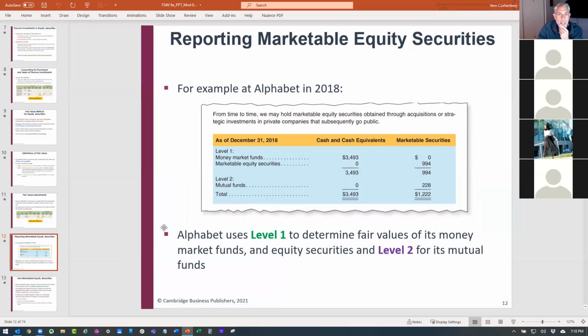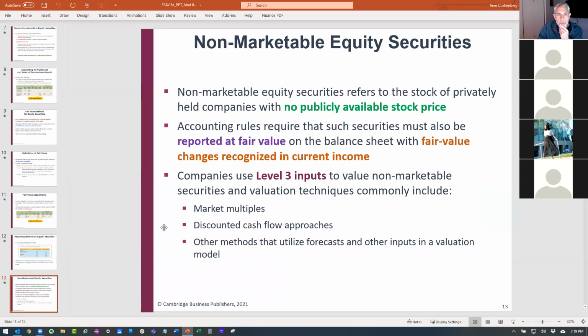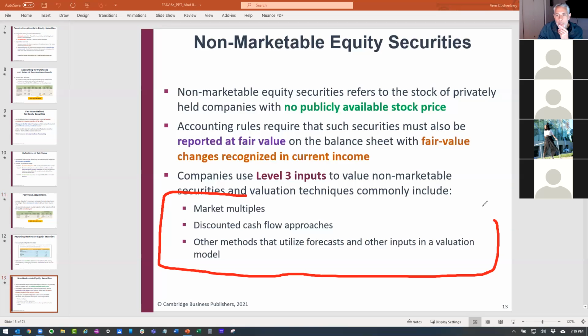Our authors give us an example of how these are disclosed. I won't dwell on that. Slide number 13 basically talks about the different techniques we might use to value level 3 types of securities. And again, we're going to get deeper into each of these techniques in the coming weeks.